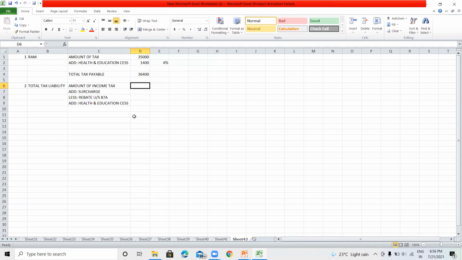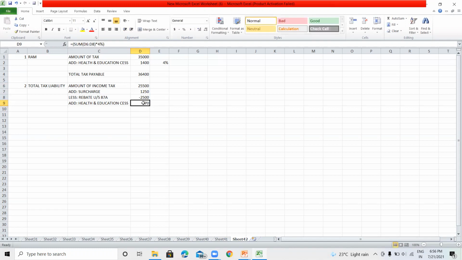For the example, the income tax is 25,500. Add surcharge, only for the purpose of example, 1,250 rupees. Rebate, for the example, is 2,500. And then health and education cess will be equal to the sum into 4%.